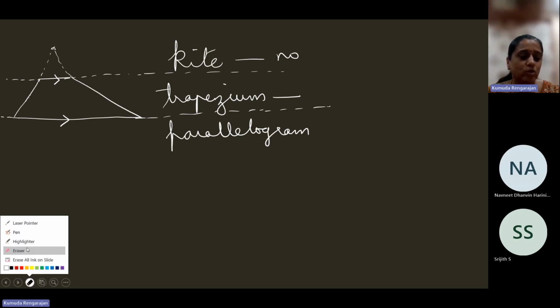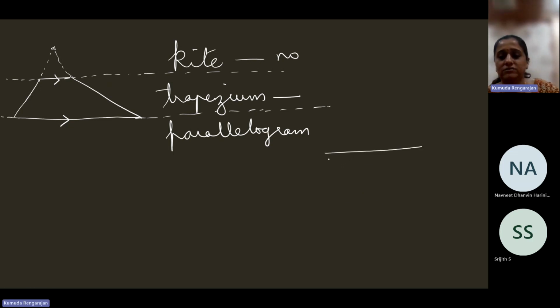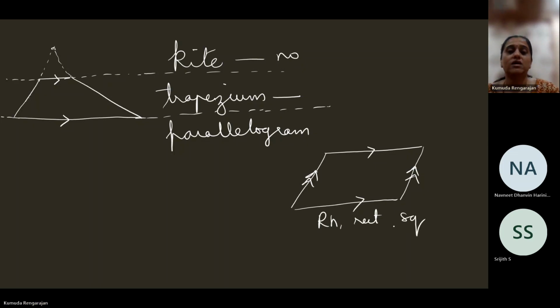In a parallelogram, both the pairs of opposite sides are parallel. This side is parallel to this side. This side is parallel to this side. Now, there are some special types of parallelograms, which are called rhombus, rectangle, and square. Rhombus, rectangle, and square are special types of parallelograms.